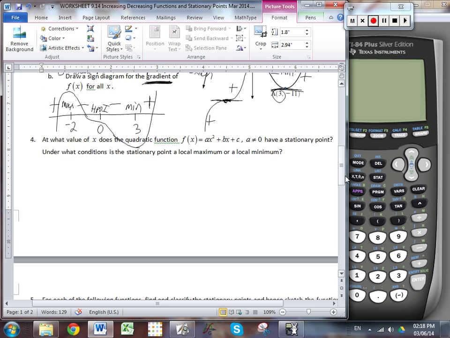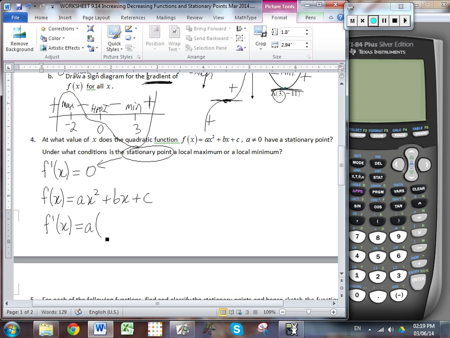At what value of x does the quadratic function have a stationary point? Well, we know that stationary points occur when the derivative is equal to 0. That's what a stationary point means. It's code for the first derivative is equal to 0. So let's find the derivative of the function. Our original function is ax squared plus bx plus c. Let's differentiate it. The a hangs out in front, and the derivative of x squared is 2x. In the next expression, the b hangs out in front, and the derivative of x just disappears, and then the derivative of any constant just disappears. So I'm left with this expression.